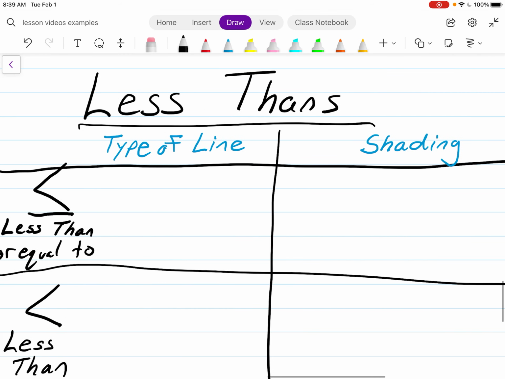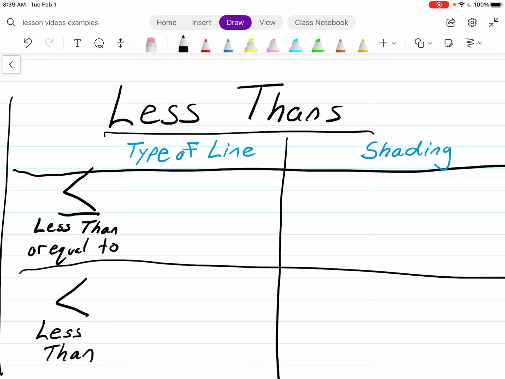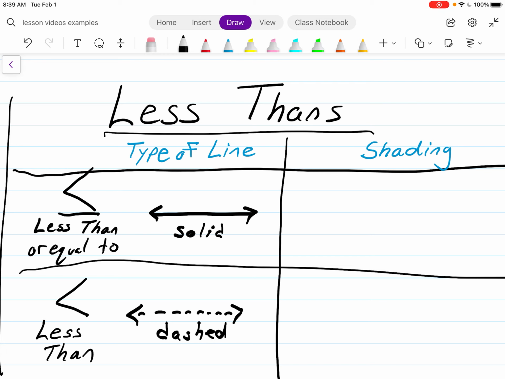So let's go to the less thans. Now, the type of line does not change. As long as the line is equal to, it's going to have a solid line. Same thing with less than, just like it was for greater than, it's going to have a dashed line. If the inequality is equal to, it will be a solid line. If it's not equal to, it will be a dashed line. Now, if you shade above for greater than, you probably already figured out that if you have less than or equal to, you will shade below the line. And if it's less than, you'll still shade below the line.